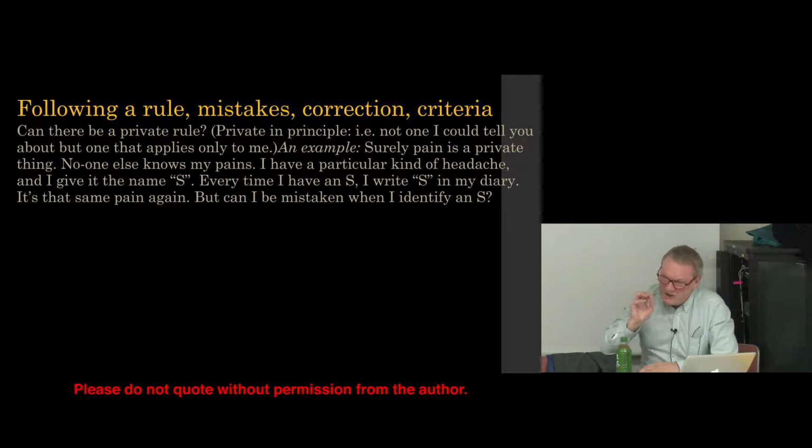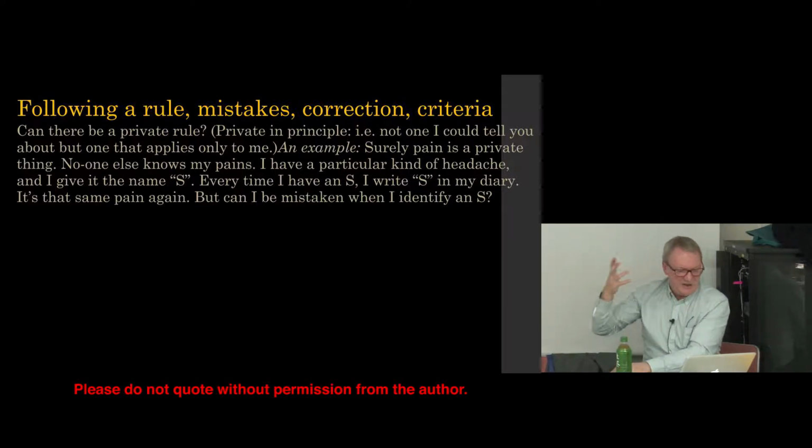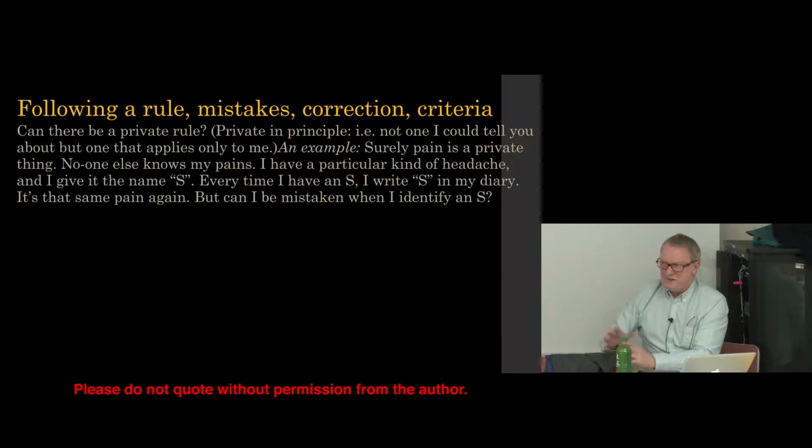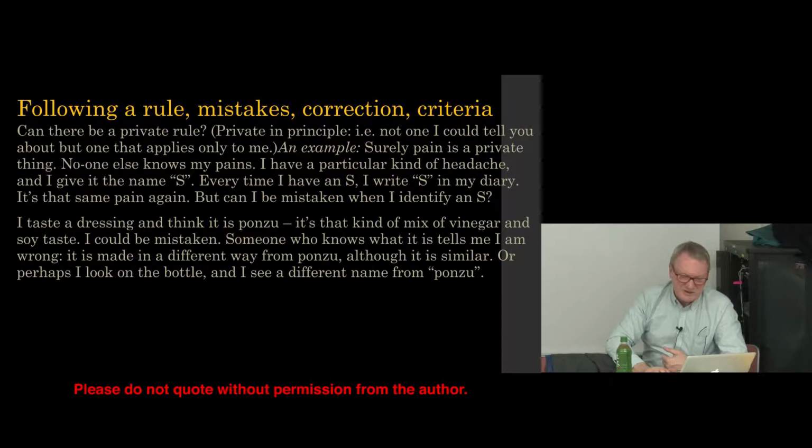But when I get this particular pain, I make a note and I write down S for sensation in my diary. Oh, got it then. And then 2 hours later write it down again because the pain's come back. So every time I have an S, I write down S in my diary, the same pain again. But can I be mistaken when I identify an S? S, there it is again. How do I know it's the same? If I say pencil, you'll say, no, it's not a pencil, it's a pen, it's a marker pen. But with S, you can't really say that to me because you don't know what S was in the first place, because you don't have my pains.